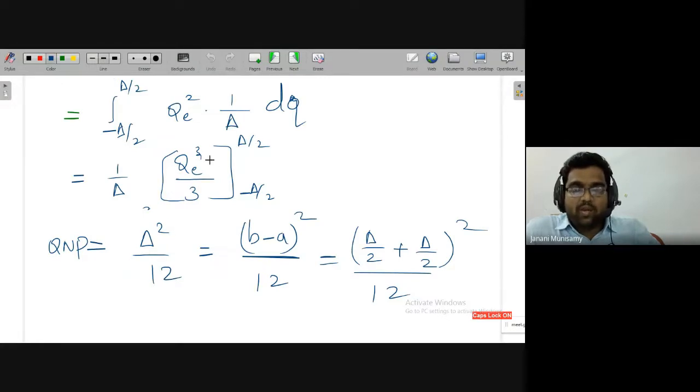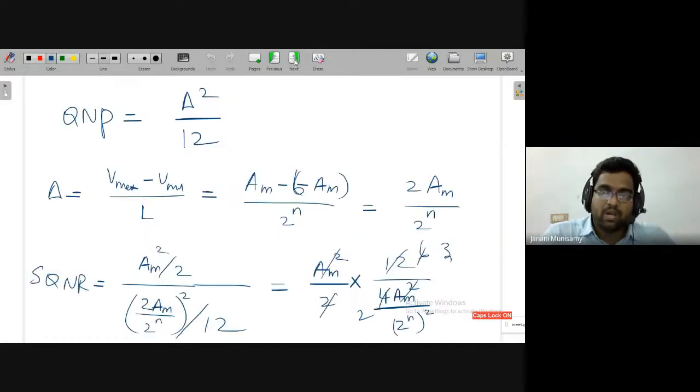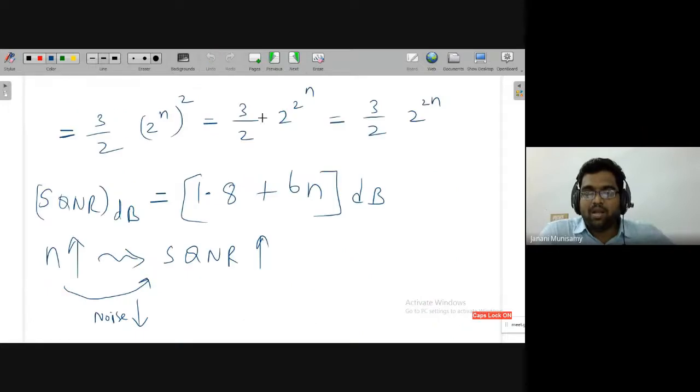Either you can do the derivation or you can remember the uniform distribution formula. From that also you can calculate del square by 12. Then del I am representing in terms of amplitude, and then number of steps, number of bits. Then once if you do the mathematical adjustment, finally you will be getting expression like this, different expressions, all are same. Then finally I'm writing this SQNR in terms of dB, so 1.8 plus 6n.